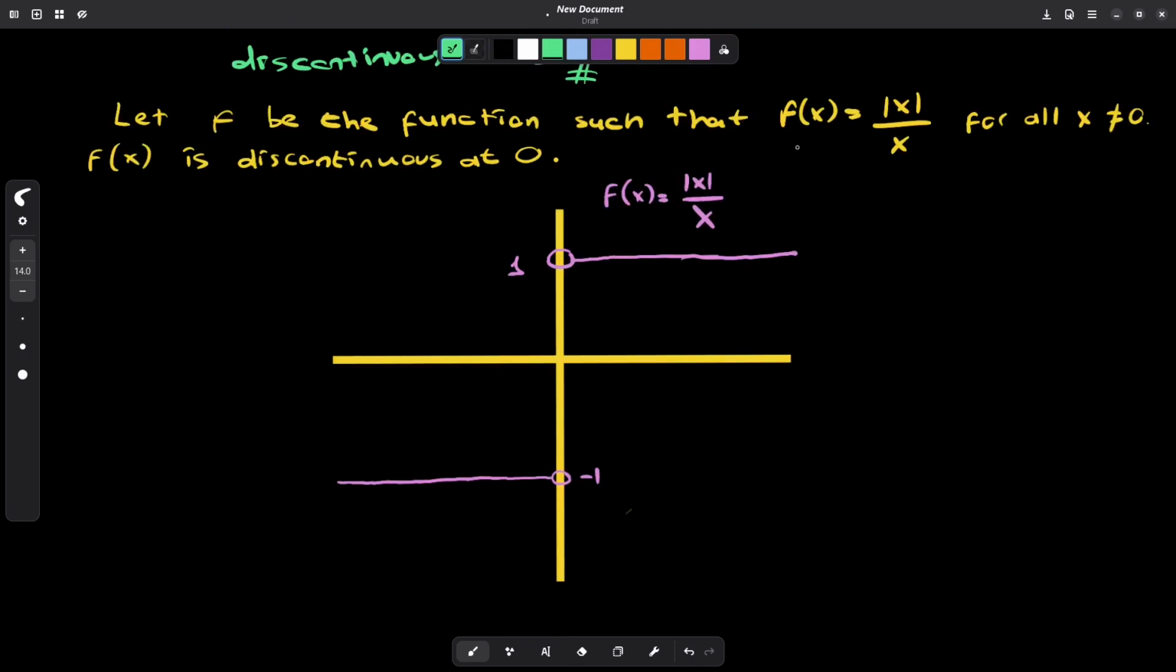Let f be the function such that f(x) is equal to absolute value of x over x for all x not equal to 0. f(x) is discontinuous at 0. When I look at the graph, it's pretty easy to say there's no limit at 0, right? Or I can easily say this function is not defined at 0 because of the graph. In this problem, the graph is given to us, but even if it wasn't, I could just say f(0) is 0 over 0. Therefore, there's no limit. There is no continuity. The function by itself is not defined. Because of the reasons I learned, this function is discontinuous at 0.